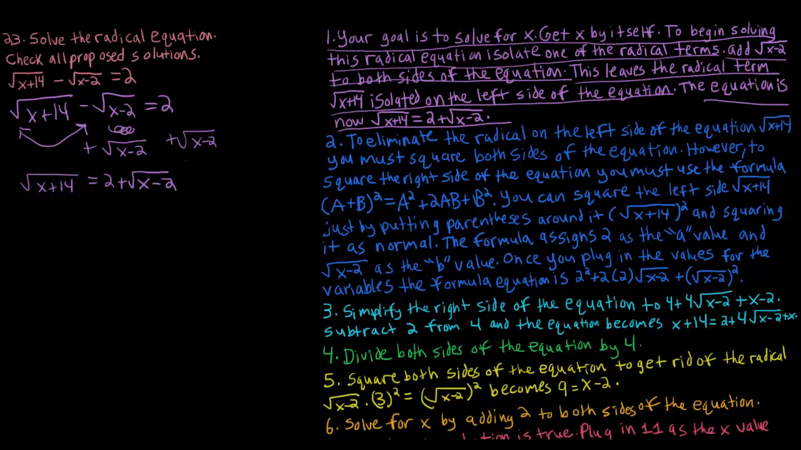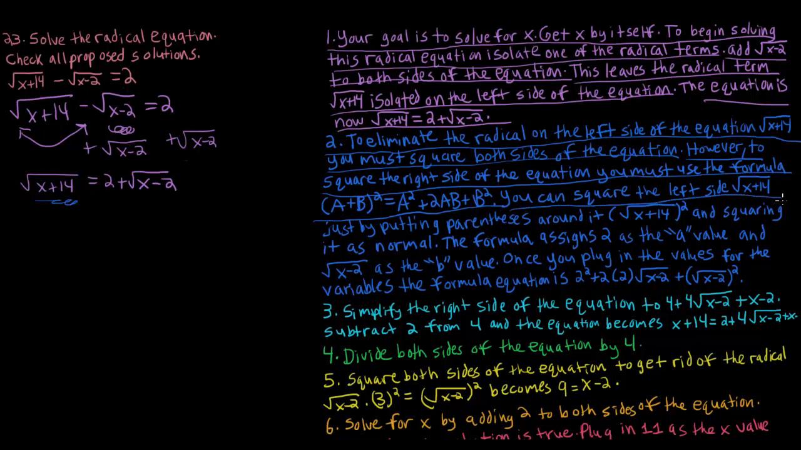And then step 2, to eliminate the radical on the left side of the equation, square root of x plus 14 right here, you must square both sides of the equation. However, to square the right side of the equation, you must use the formula (a plus b) squared equals a squared plus 2ab plus b squared. You can square the left side, the square root of x plus 14, just by putting parentheses around it, the square root of x plus 14 squared, and just squaring as normal.